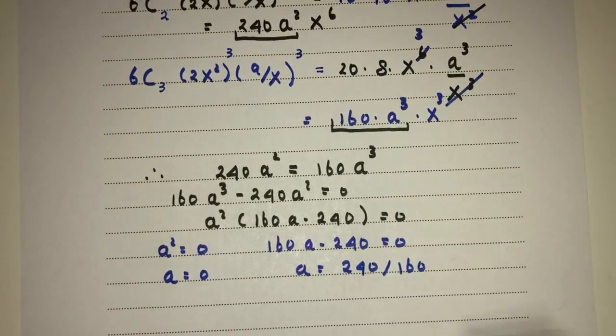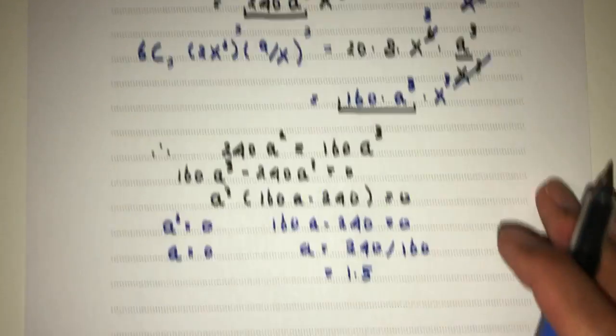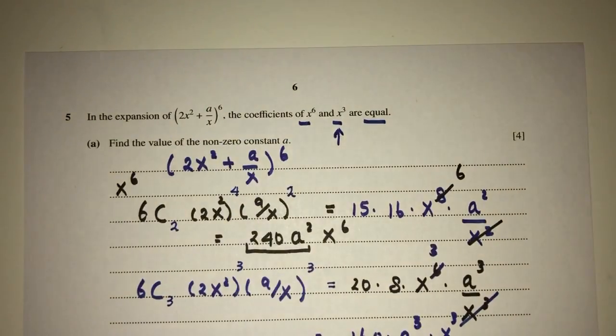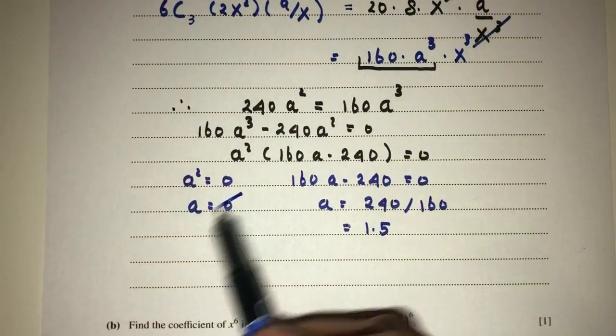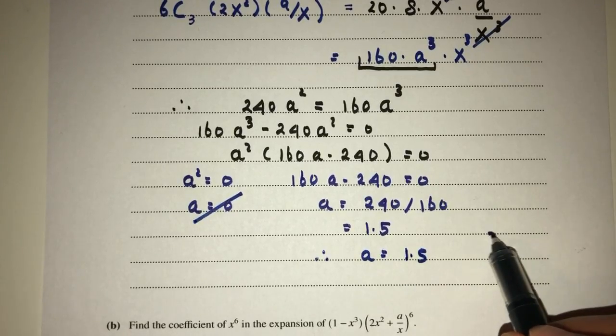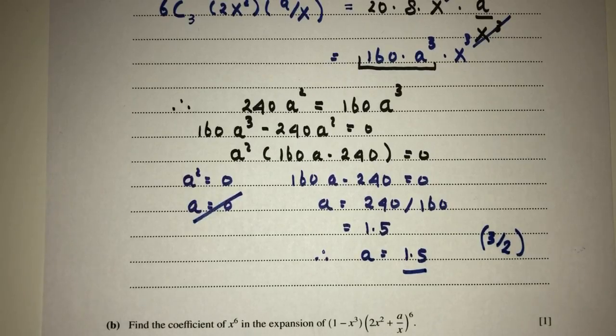That will be 1.5. So we have two values, but here we see that we need to find the value of the non-zero a. So we cannot take this one. A has to be 1.5, or you can write 3 over 2, up to you. That will be part A.